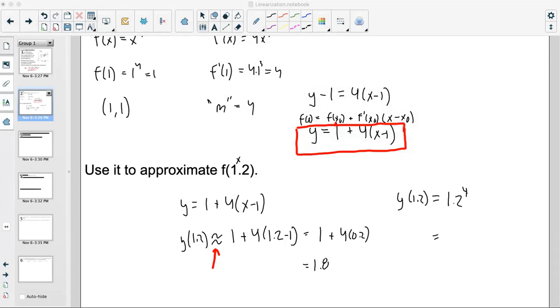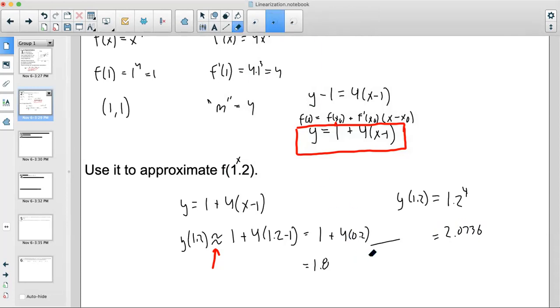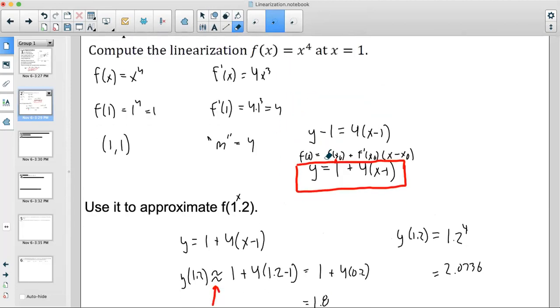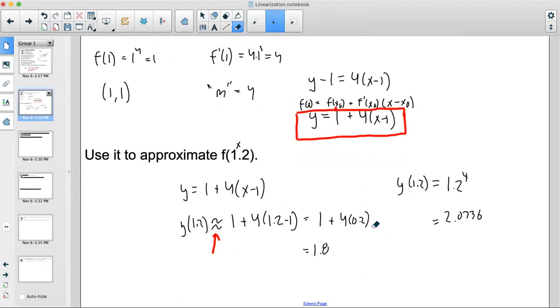And we said it was 1.8. 2.0736. So I don't know. Is that a good approximation? It's not super, but it's decent. If you think about it, the steeper the slope is, probably the less accurate this is going to be the farther away you get, because the curve is changing a lot. So with a slope like 4, that tells you this is not going to be a great approximation, but it's pretty good. So that's how we do this.